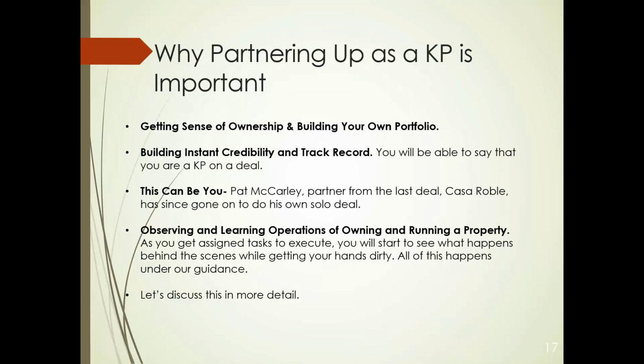A lot of successful syndicators that we know, and these people own 1,000, 2,000, more than 10,000 units, almost everyone started with partners by partnering up with 2-3 people because it naturally gives you more confidence, right? So that's what a key principal gets out of it. Like I said, you get a sense of ownership, and you're building your portfolio. You get instant credibility and track record, and this can be used.